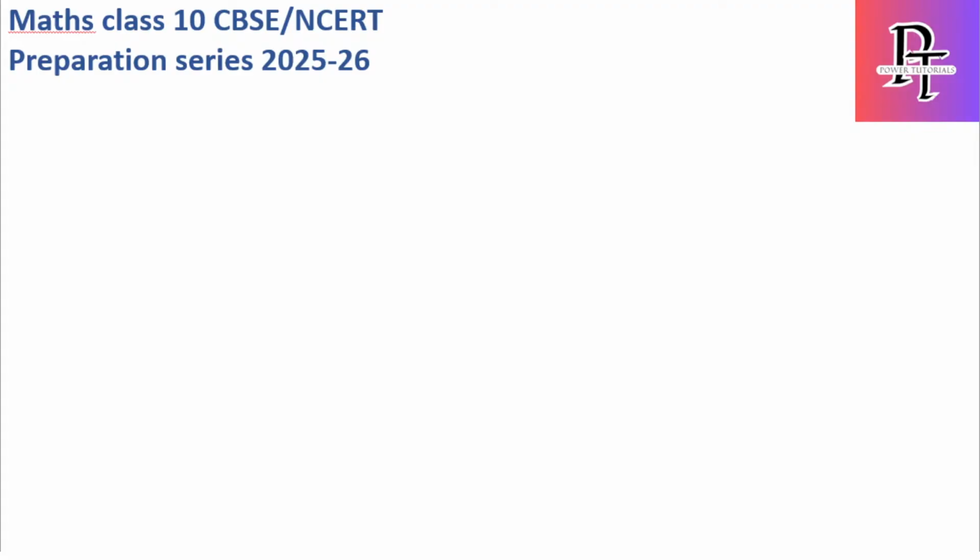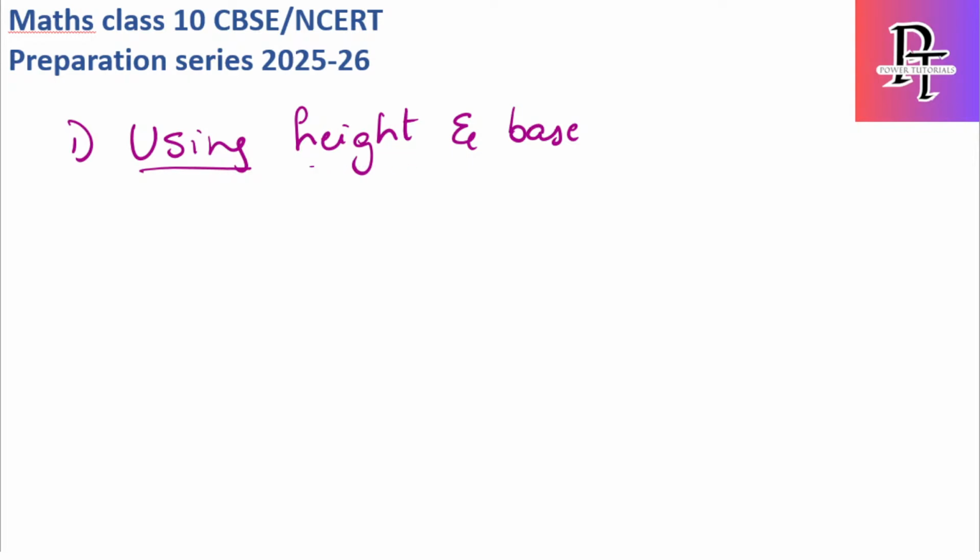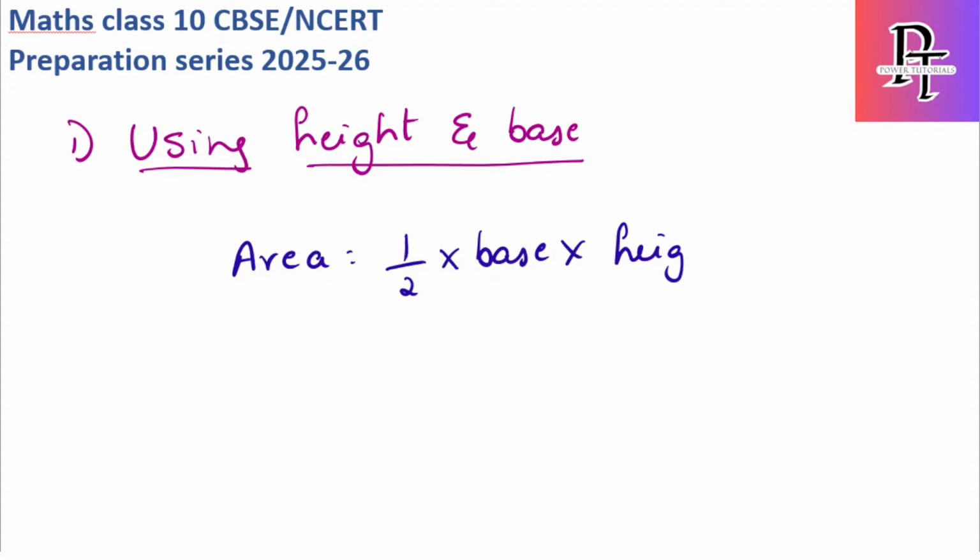So the first one, using height and base. I hope everyone knows the main formula for the area of a triangle. If height and base are provided, the formula is area is equal to half into base into height. So if you know the base length and the height, then we can easily find the area of the triangle.